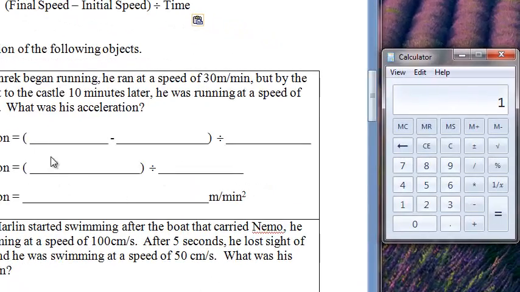When Shrek began running, he ran at a speed of 30 meters per minute. But by the time he got to the castle 10 minutes later, he was running at a speed of 100 meters per minute. What was his acceleration? In order to find the solution to that problem, we need to plug in the 3 numbers here. We need to put in the final speed, the initial speed, and the time.